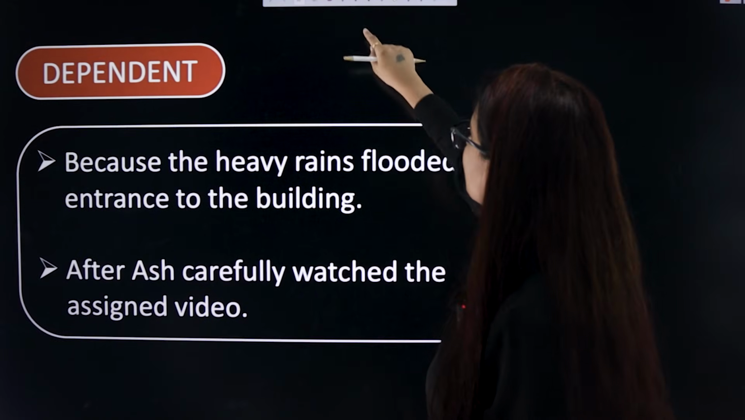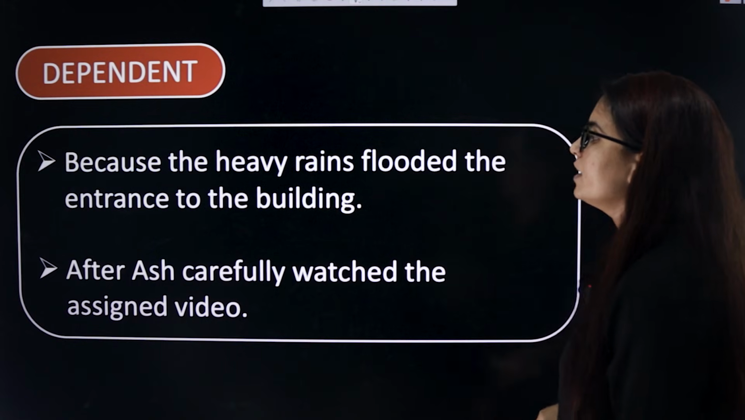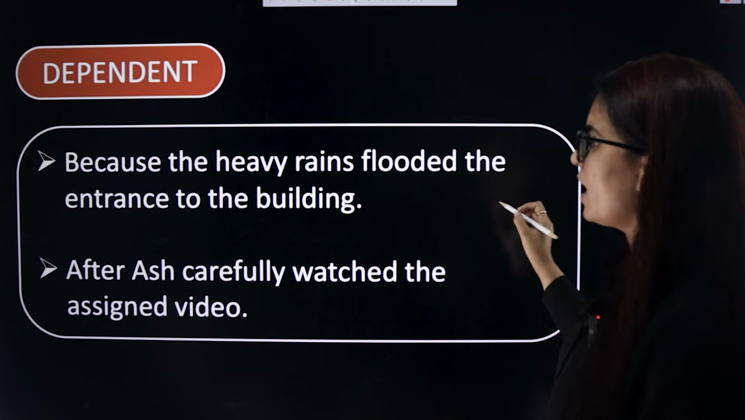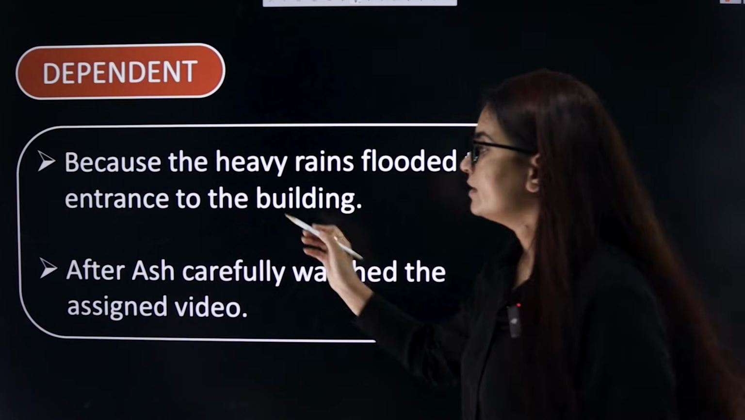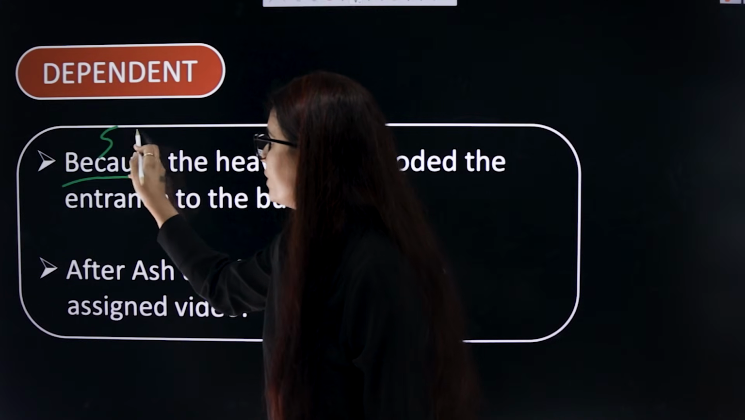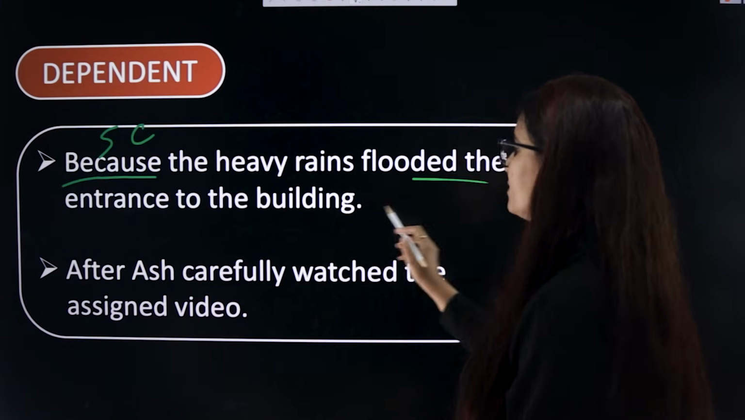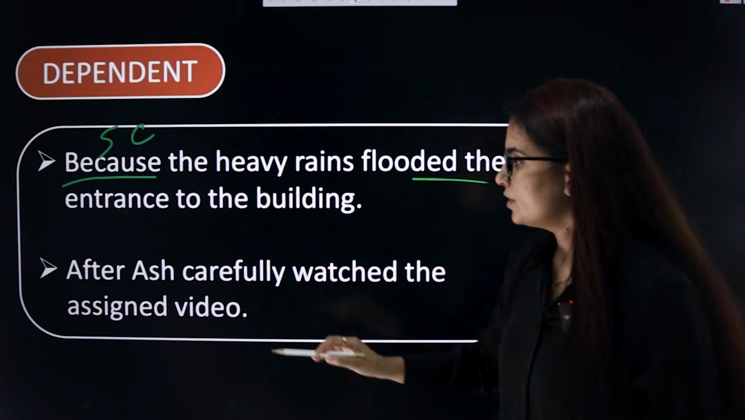We have 2 examples of dependent clauses on your screen. "Because the heavy rains flooded the entrance to the building." We are starting a sentence with a subordinating conjunction. So this sentence becomes a dependent clause.